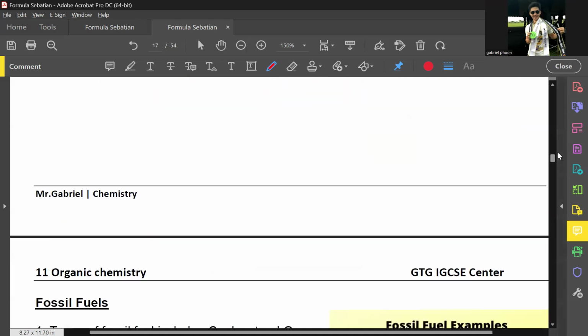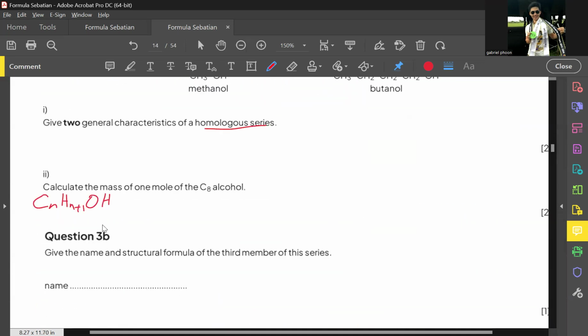It's 2n plus 1. So from here, if you're looking for C8, you literally put 8 into here, right? And you'll get C8H17OH. And right now you want to find the mass of 1 mole of this alcohol. What's the formula that calculates the mass with moles again? Stoichiometry, guys. What's that one formula that involves the moles and the mass?